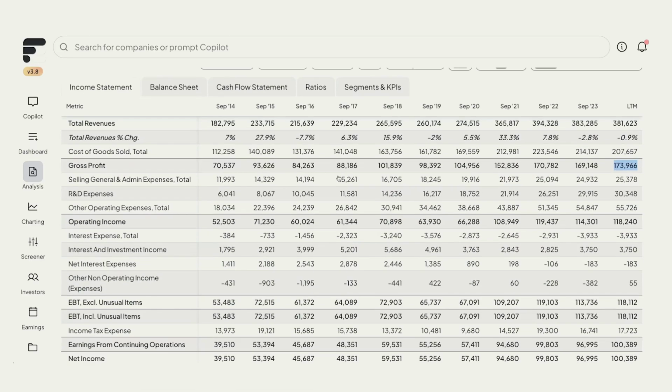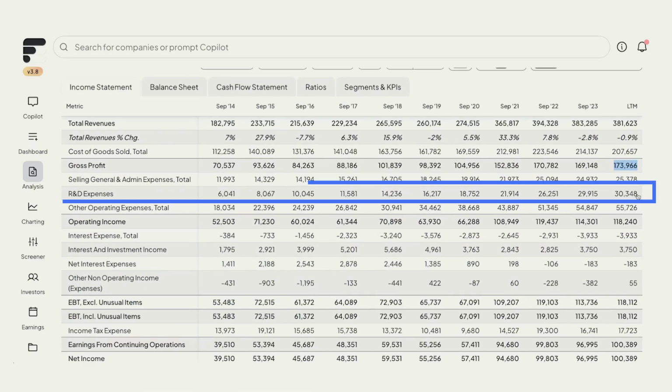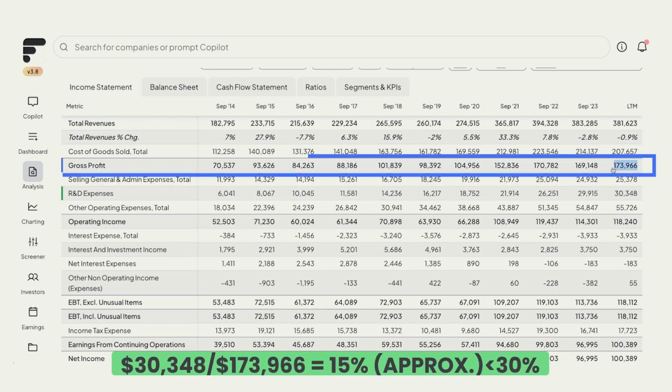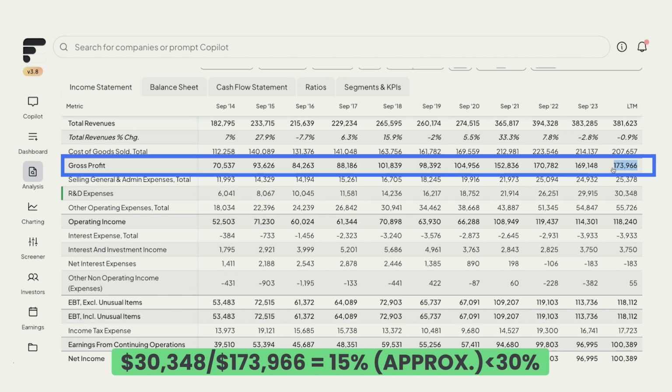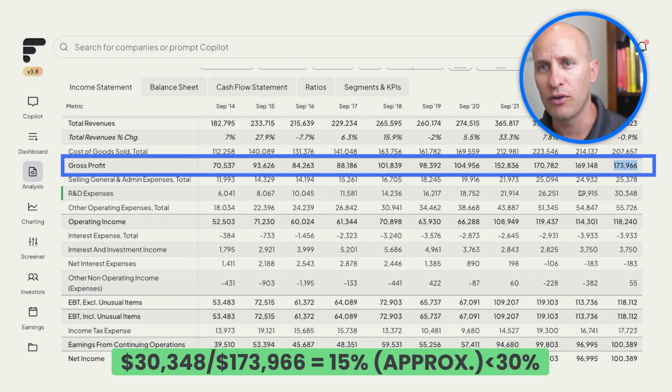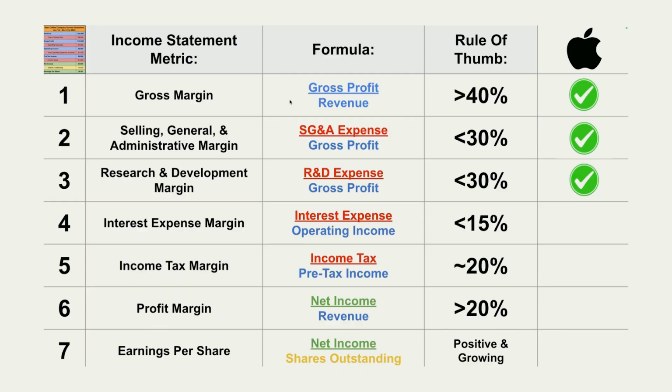In FinChat, if we scroll down and pull up the company's R&D expenses, we see that over the trailing 12 months, this company has spent $30 billion on research and development. That is only about 15% or so of the $174 billion in gross profit that the company generated over the same time period. Moreover, if you do that same math looking backwards over time, you see that the company has consistently spent well under 30% of its gross profit on R&D. So yet again, Apple would get a passing grade here.